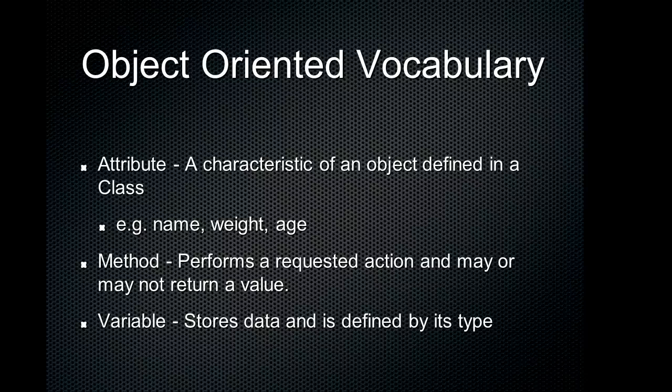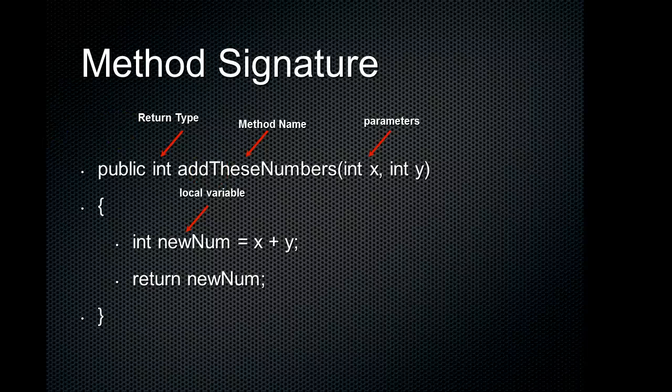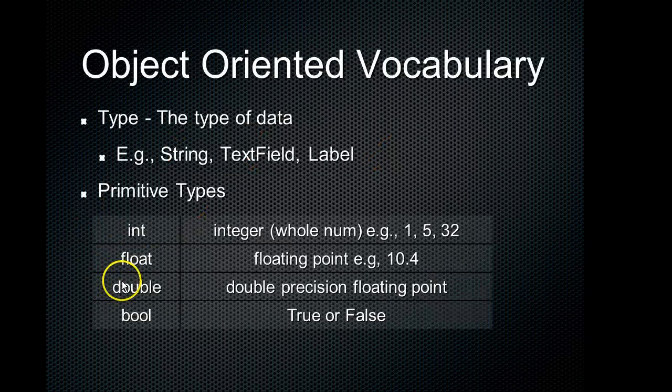Method is a verb. Variable is a named location in memory that has a type. Name and type, very important for a variable. A method signature has to be unique, and within the open and closed curly, we have the logic that will occur within the method. Okay, we know we have different types of data, complex types like strings, text fields where we can enter data, and label, and we know we have primitive types that are very close to those zeros and ones: int, float, double, boolean.